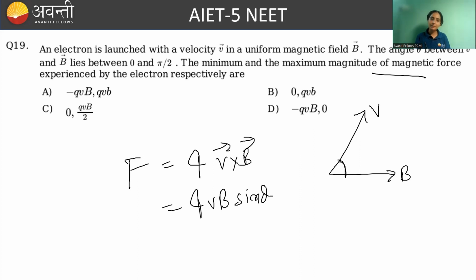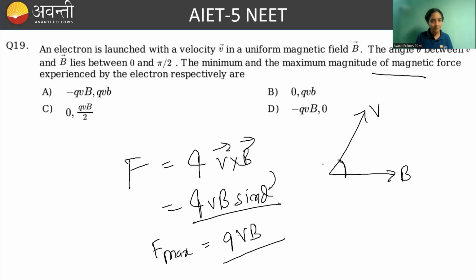So F max will be when θ is 90 degrees, but here the angle is between 90 and 0, so near about 1 it will be. If the angle isn't π/2 but just less than π/2, then also sin θ will be close to 1. So we can say maximum force will be equal to qVB. And what is going to be the minimum value of this force? In that case, sin θ can be 0.